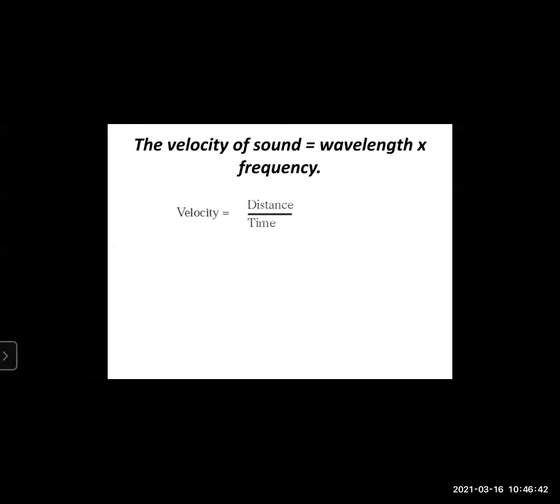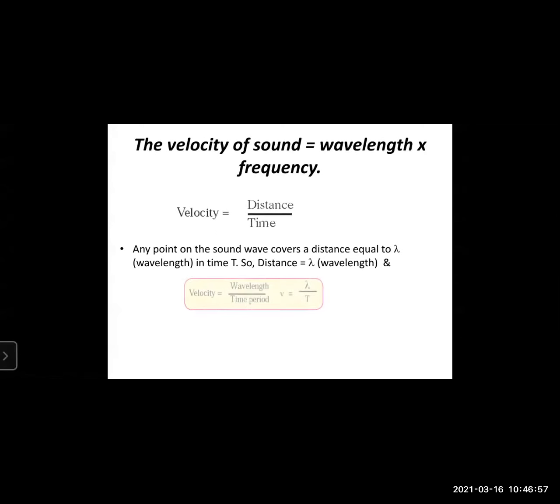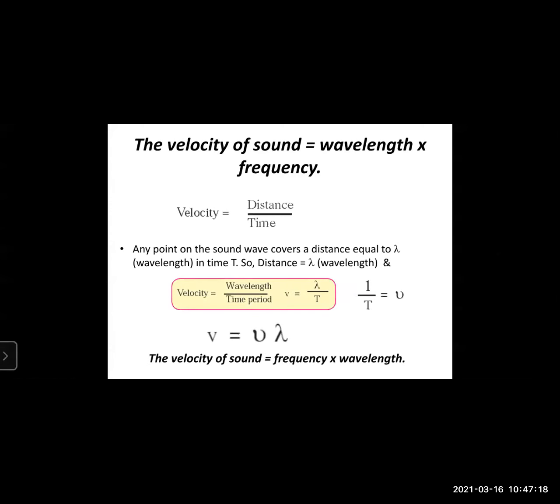How does that formula come? The velocity is equal to distance upon time. At any point, the sound wave covers a distance equal to lambda, that is wavelength, and velocity is equal to wavelength upon time period, that is v is equal to lambda upon T. Then 1 upon T is equal to nu. Therefore, the formula becomes v is equal to nu into lambda. Nu is called the frequency, and lambda is the wavelength. Therefore, the velocity of sound is equal to frequency into wavelength.